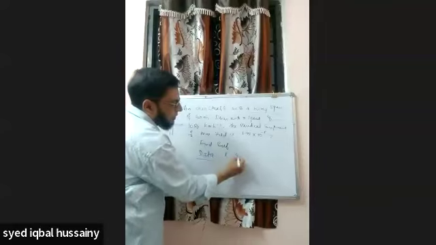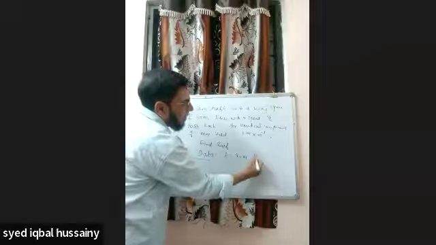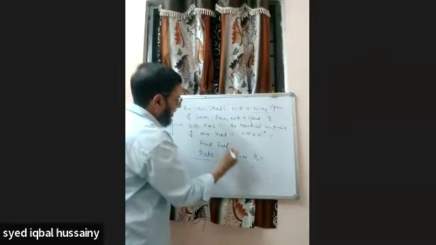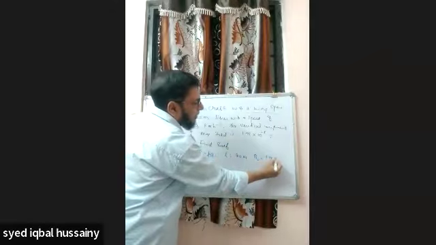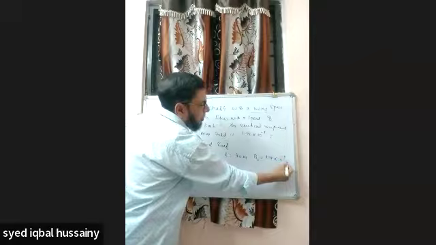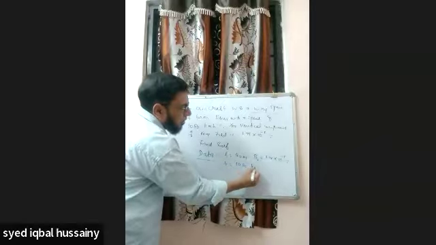Very good. Then what data is given? BV equal to, very good. BV, vertical component of magnetic field is given, 1.75 into 10 power minus 5 Tesla. Very good. Next one. V is equal to 1080. Very good. Kilometer per hour.